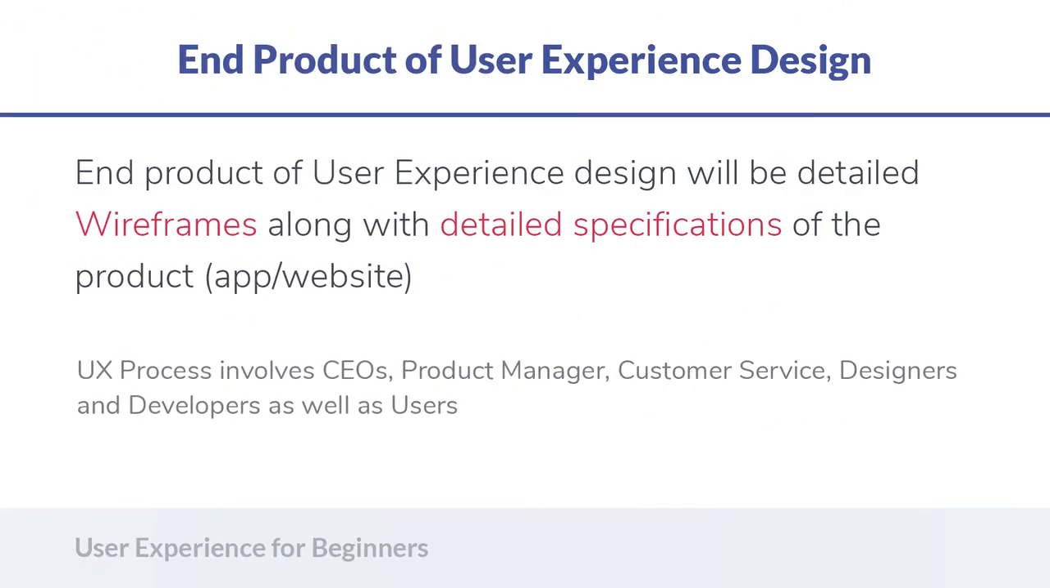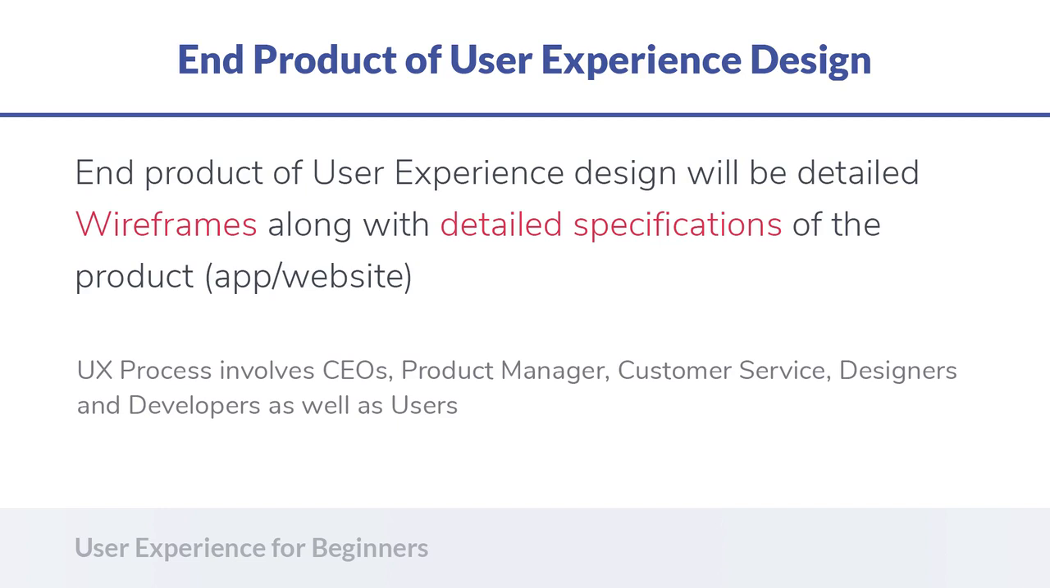Now we are going to discuss what is the end product of user experience design and who will be involved in the user experience design process. Okay, now the product of any user experience design will be detailed wireframes along with detailed specifications of that product, okay? So detailed specifications mean what are the features and what the app will do, or what this website is going to cover, how much area or how many features and functions, okay?